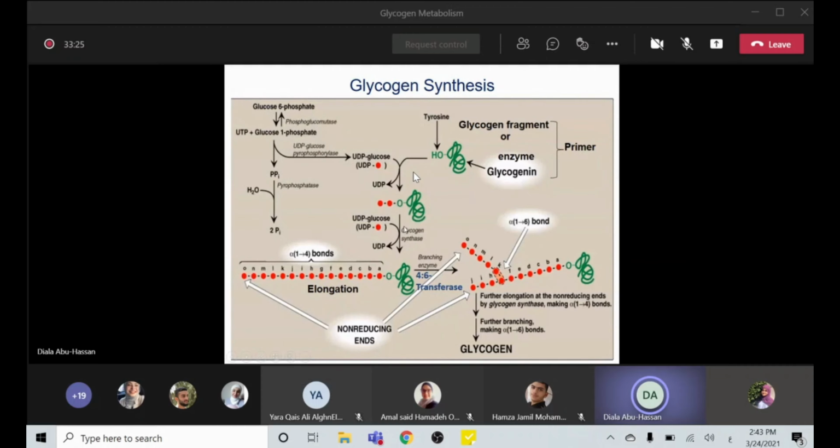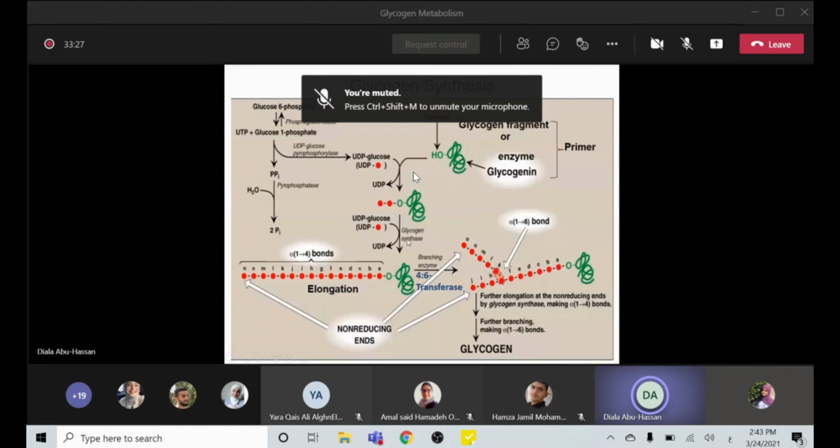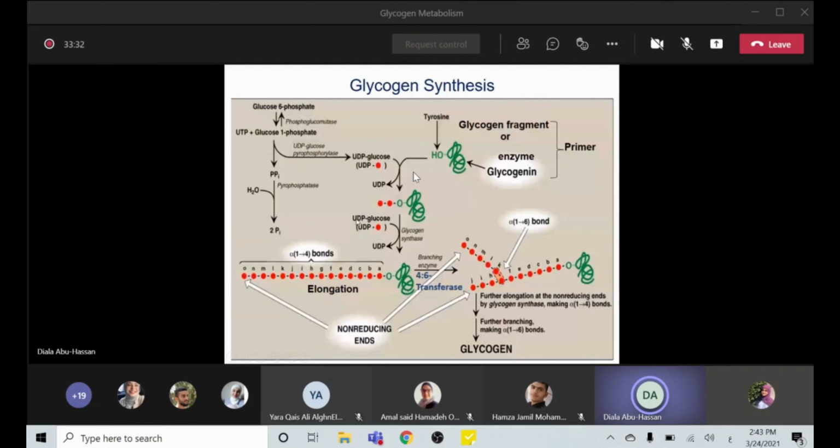The reaction is catalyzed by the glycogen synthase enzyme, and the process is repeated several times: UDP glucose added again, UDP is released and glucose is added, etc., until we form this long chain of glucose residues connected via alpha-1,4 linkage. So this is the elongation phase, where we increase the number of residues along the main chain of glycogen. Now I have just a straight chain, I don't have branches.